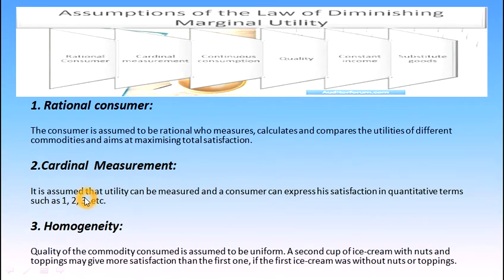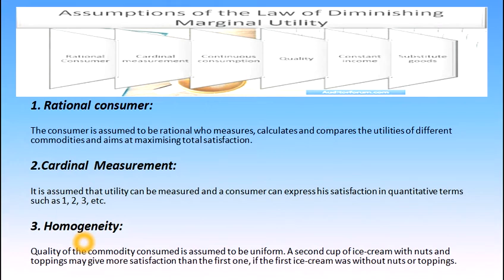Next is cardinal measurement. In cardinal measurement, we assume that utility can be measured in terms of numbers. We all know that in reality it is not possible to measure utility in terms of numbers, but this is the assumption: we assume that it is possible to measure utility in terms of numbers.